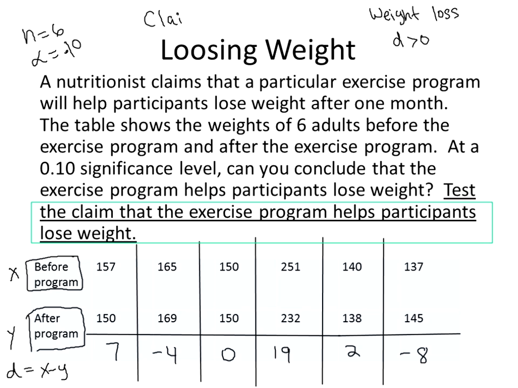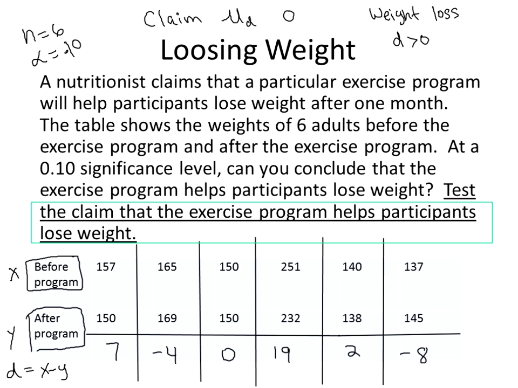So then when we talk about a claim, I have to talk about the parameters, which is the mean difference. And remember that I'm always comparing it to 0. Those are the only options. In this section, you're only comparing it to 0. Either there is a difference or there's not. So the exercise program is either going to help them lose weight or it's not. So the differences are either going to be greater than 0, less than 0, or equal to 0. Those are the only possibilities. So either positive, negative, or equal to 0. If it's equal to 0, then there's no weight loss whatsoever.